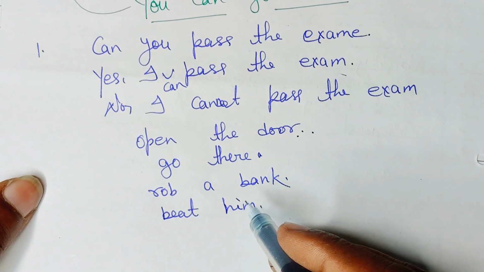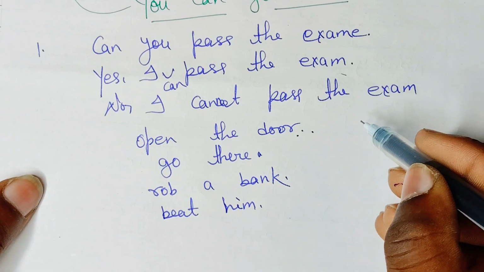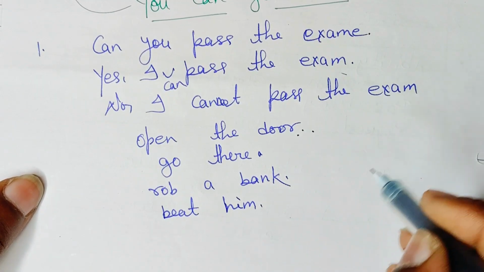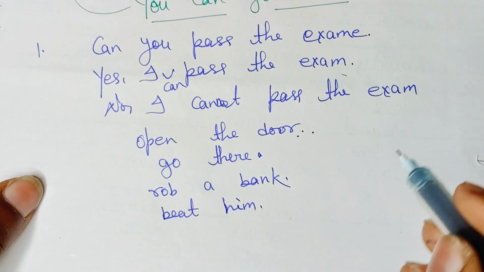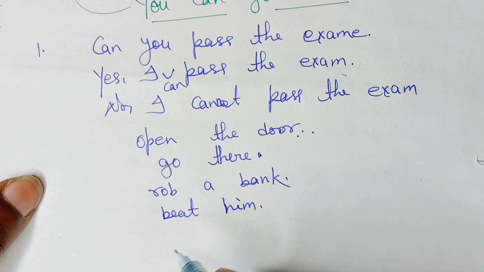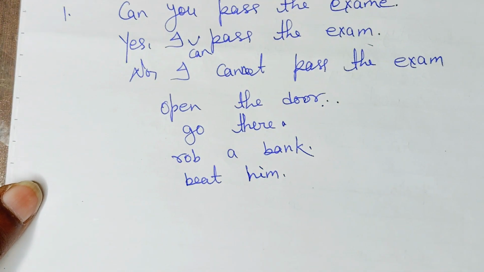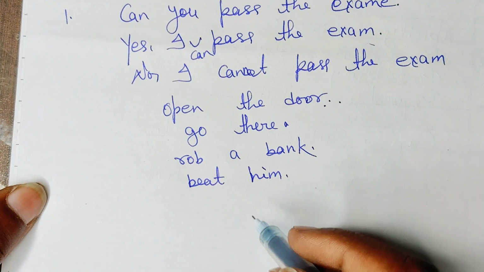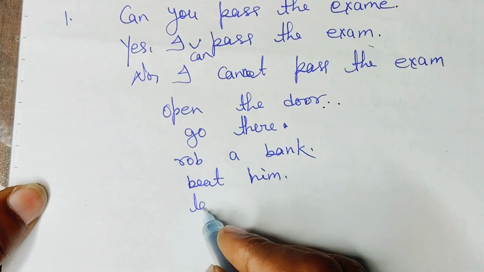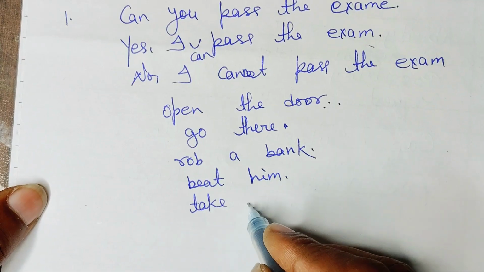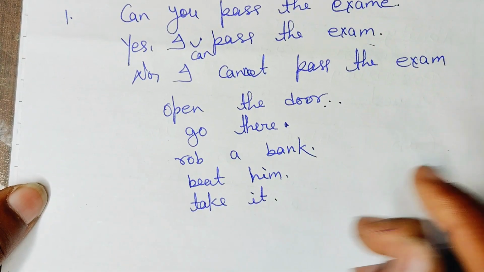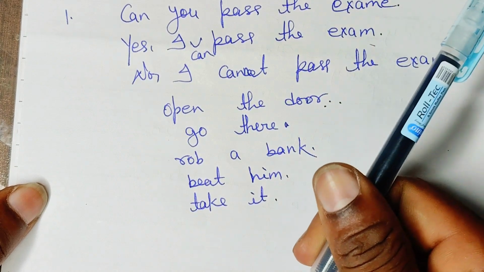Why can you not beat him? Because he is my brother, or because he is elder to me, or because he is younger to me. So you can use there as well. Then the other one is, can you take it? Yes, I can take it. No, I cannot take it.